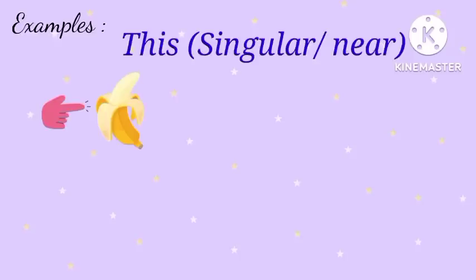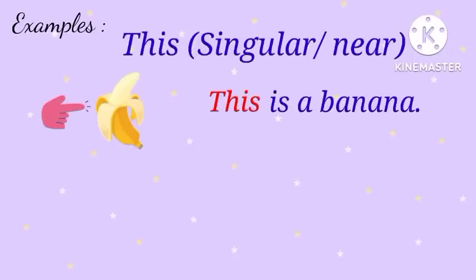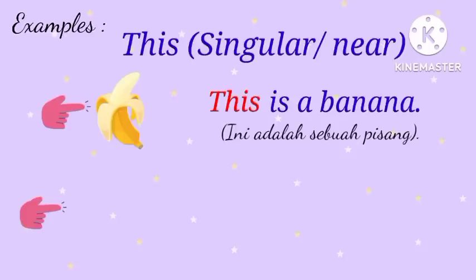Banana. See? The distance between the hand pointing and the object is near, right? So we use this. This is a banana. Ini adalah sebuah pisang. Jadi karena dia satu, we use is. This is.